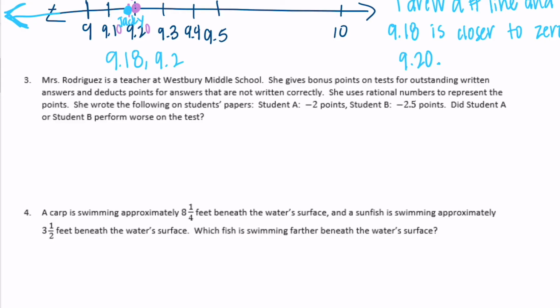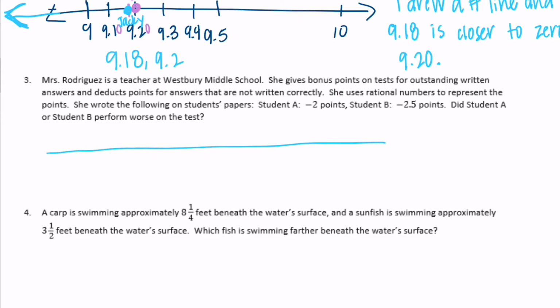Number 3, Mrs. Rodriguez is a teacher at Westbury Middle School. She gives bonus points on tests for outstanding written answers and deducts points for answers that are not written correctly. She uses rational numbers to represent the points. She wrote the following on students' papers. Student A, -2 points. Student B, -2 and 5/10 points. Did student A or student B perform worse on the test?